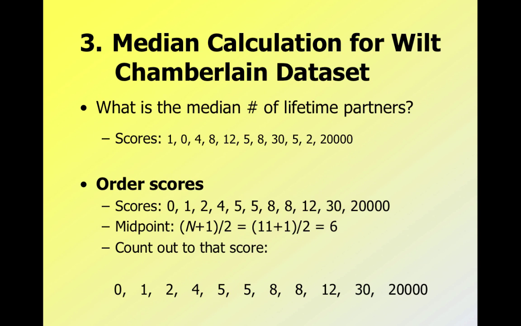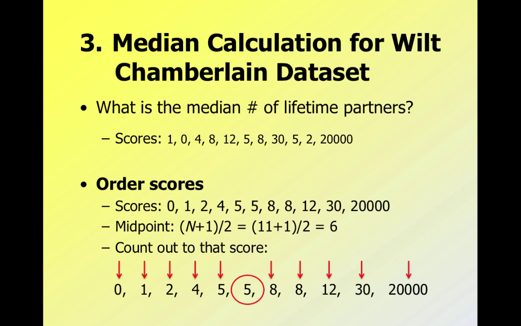Our total sample size, in this case we have 11 individuals, right, because we see Wilt Chamberlain is in here. 11 plus 1 divided by 2 gives us 6. That 6 is not your median. That 6 is your midpoint position to give you the median. So now that we've identified the midpoint position, we count from each end to that middle. 1, 2, 3, 4, 5, 6. So in this case, the midpoint fell right on one value. That one value is now our median. So 5 is the median.